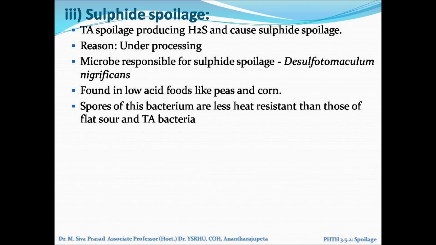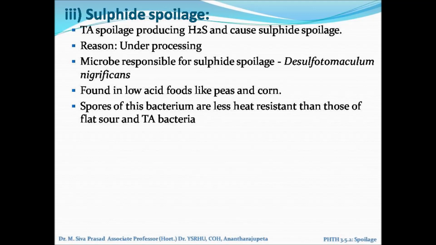Sulfide spoilage is usually seen in cans containing low acid foods like peas and beans, which need to be heated to very high temperatures because they are not acidic in nature. When they are not heated to a very high temperature, there are chances of sulfide spoilage because of the microbe Desulfotomaculum nigrificans. This particular microbe causes sulfide spoilage.